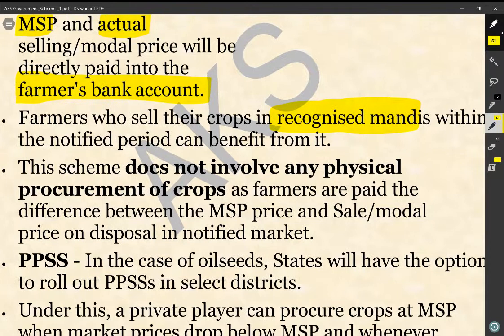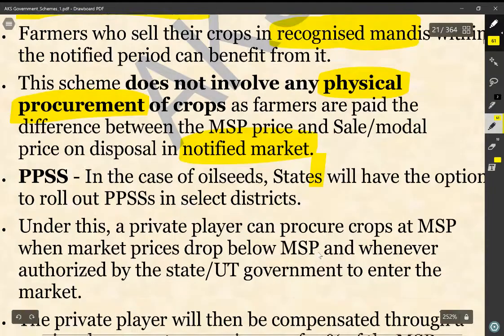The scheme does not involve any physical procurement of crops. Please note this. As farmers are paid the difference between the MSP and the sale or modal price on the disposal in the notified markets. So whenever the farmers sell their produce, the differential amount is paid to the farmers.